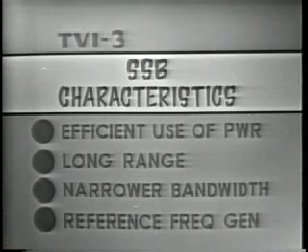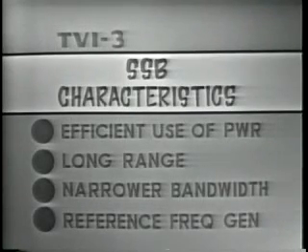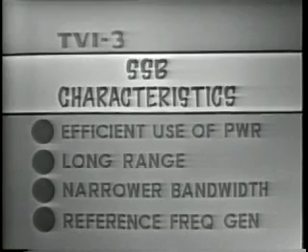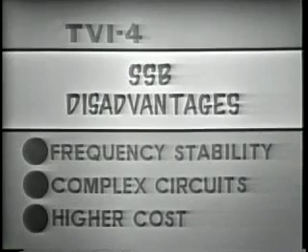Now, we have seen that the characteristics of a single sideband system compared with the conventional AM system are more efficient use of available power, much greater reliability at long range under adverse conditions, narrower bandwidth, and reference frequency generation in the receiver. We know our single sideband system has some disadvantages. We have seen that these are high-frequency stability requirements, which of course means more complex circuits, which in turn may result in higher costs of equipment and maintenance.